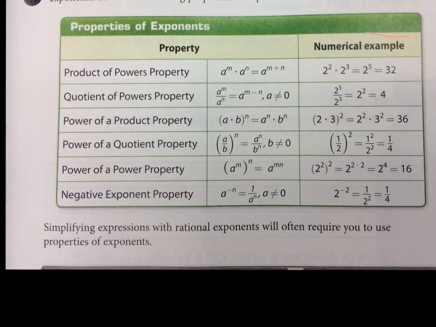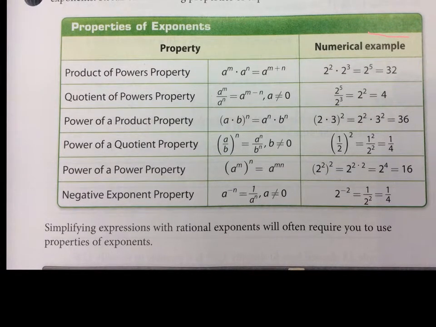The product of powers property. The product of powers means when you have a to the m power times a to the n power, you get a to the m plus n. Notice, when you're multiplying like bases, you're going to add the exponents. Quotient of powers property: when you are dividing like bases, you will subtract the exponents.